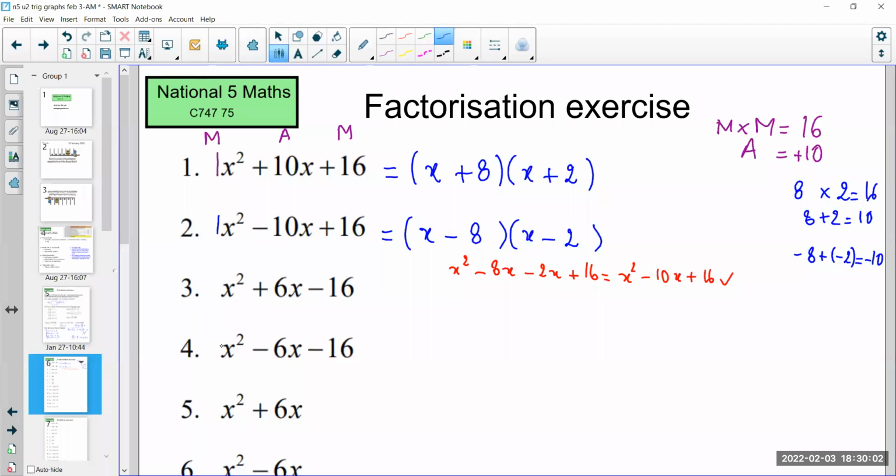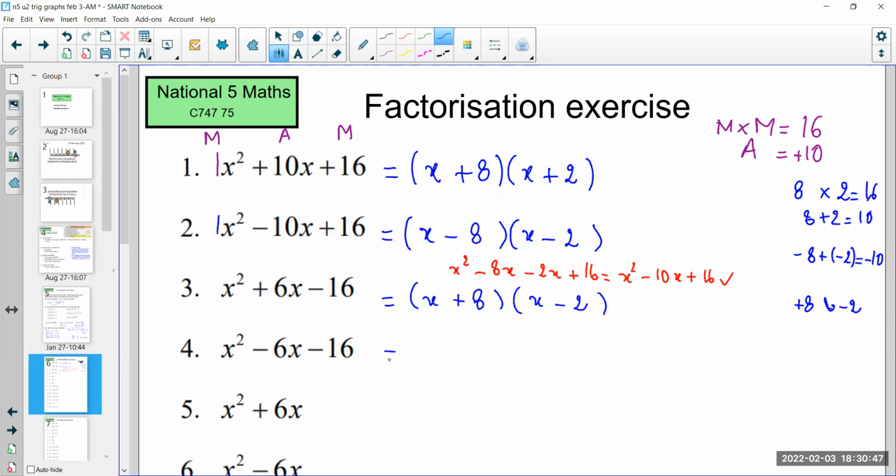I've got another two here, 3 and 4. This time I've got 16 again, so I would put x. The two numbers this time are going to be again 8 and 2. But one number has got to be negative and one number has got to be positive because I've got a negative 16. And the bigger of the two, because I've got positive 6 here, has got to be the positive one because positive 8 minus 2 will give me positive 6. So we've got this answer.